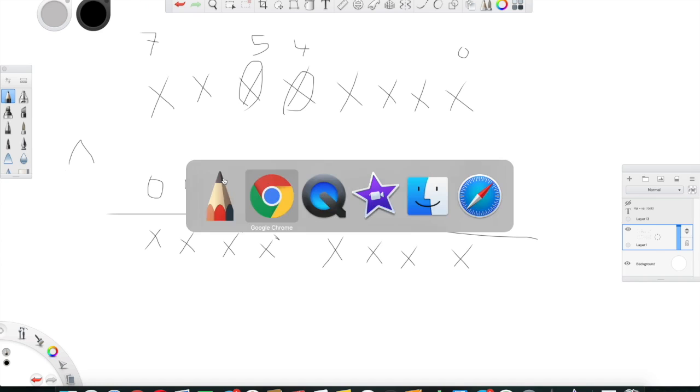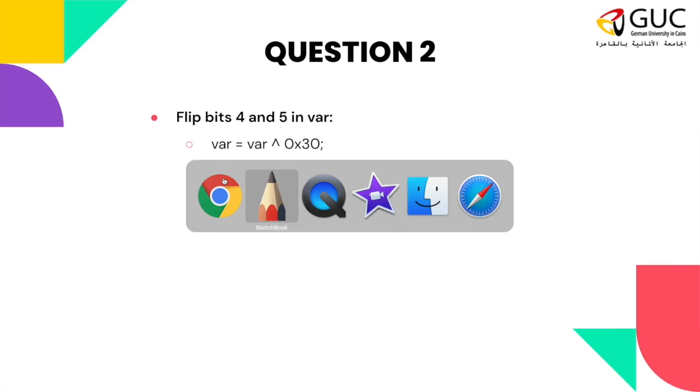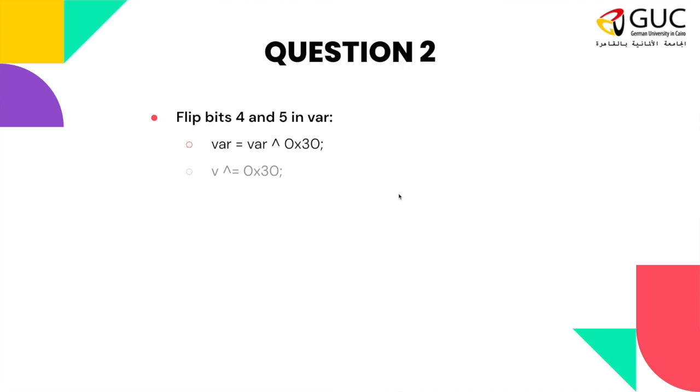So this will be 0x30. Why? If we go back, 0011 represents 3 and 4 zeros is 0, so it is 0x30. And we can have our simple notation, which is var ^= 0x30.